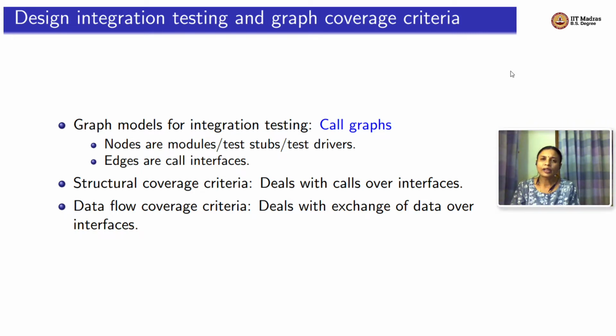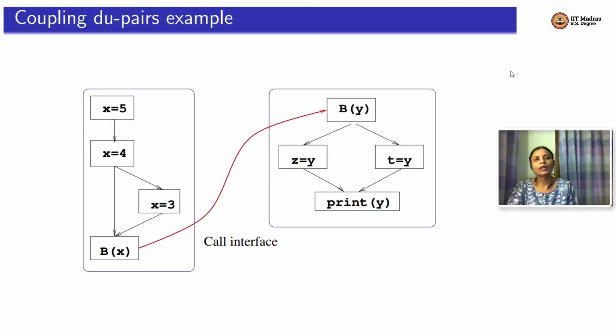Structural coverage criteria, given that nodes are methods or stubs or drivers and edges are call interfaces, is directly going to deal with call interfaces. Data flow will involve exchange of data at the call interfaces, and it's going to be different from the normal data flow testing that we saw at the unit level.